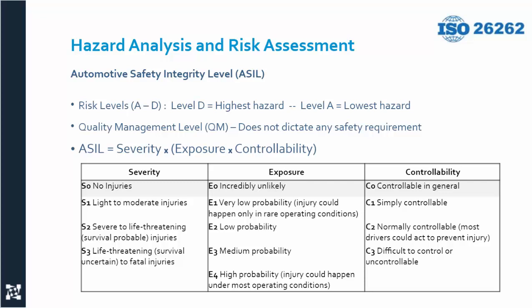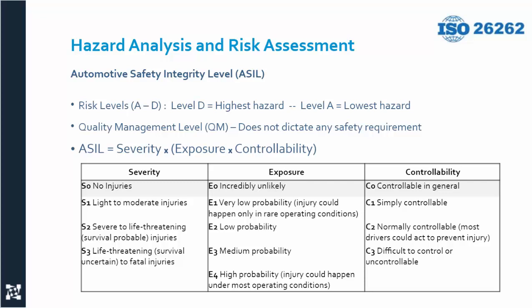Now, when the hazard analysis and risk assessment is performed, the automotive system or component under development is assigned a certain level, an automotive safety integrity level, ASIL is what it's referred to. And so you have levels A through D, level A representing the lowest hazard assignment and level D representing the highest hazard assignment, meaning that the failure of a system or component with ASIL D could be catastrophic.